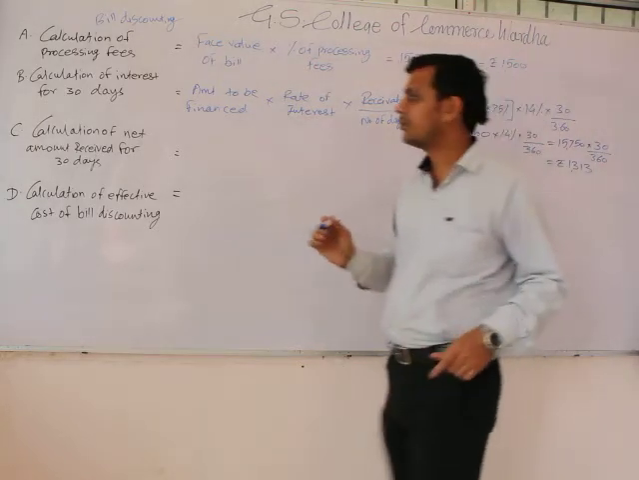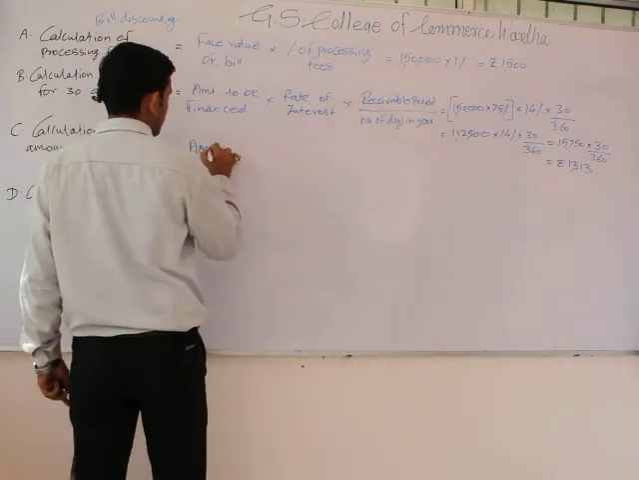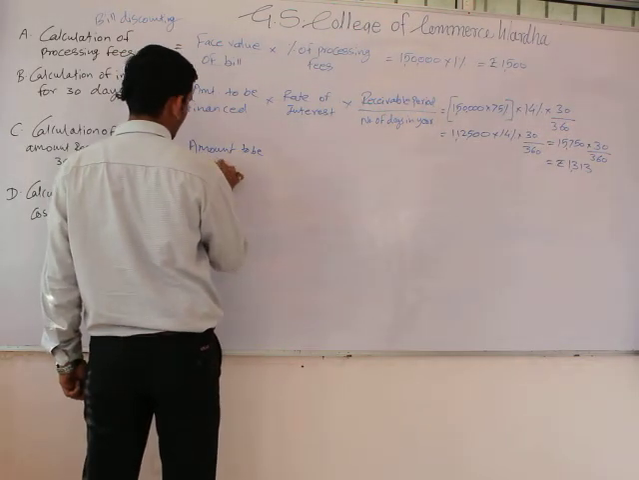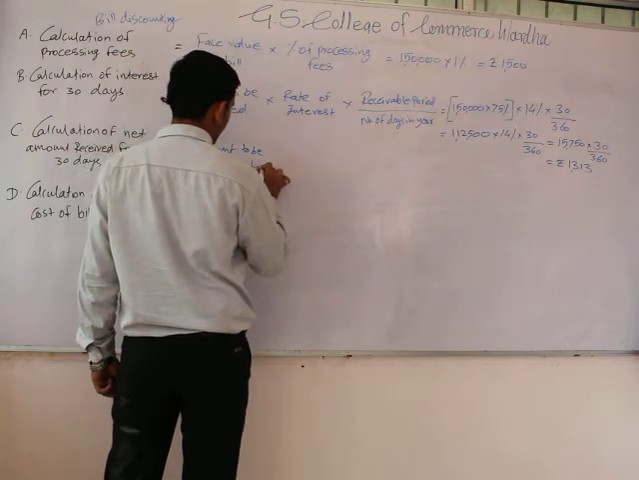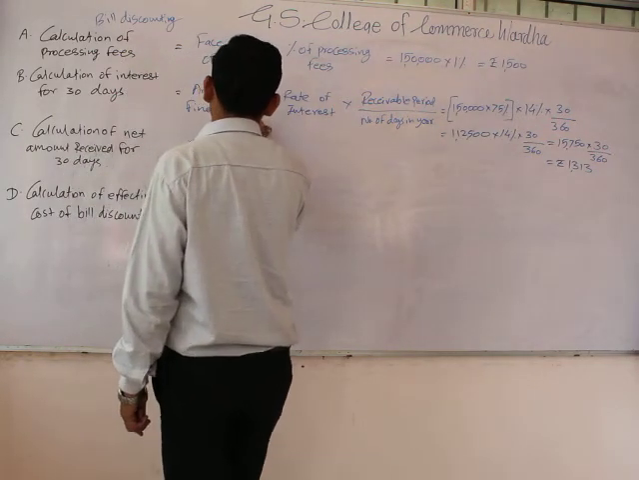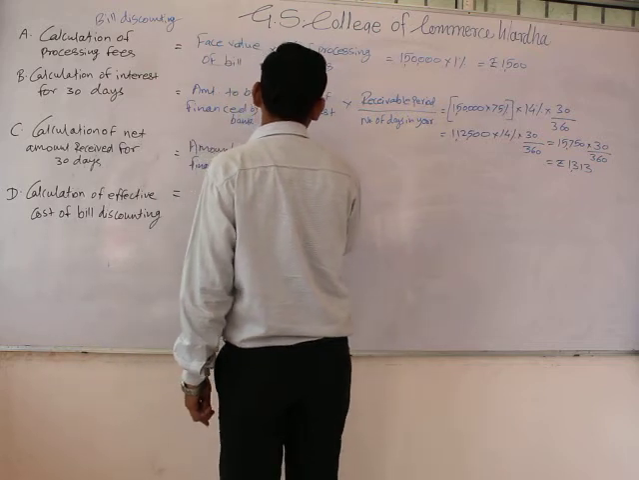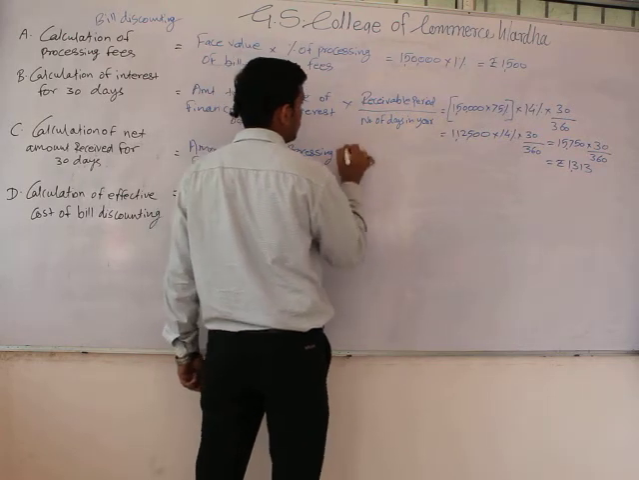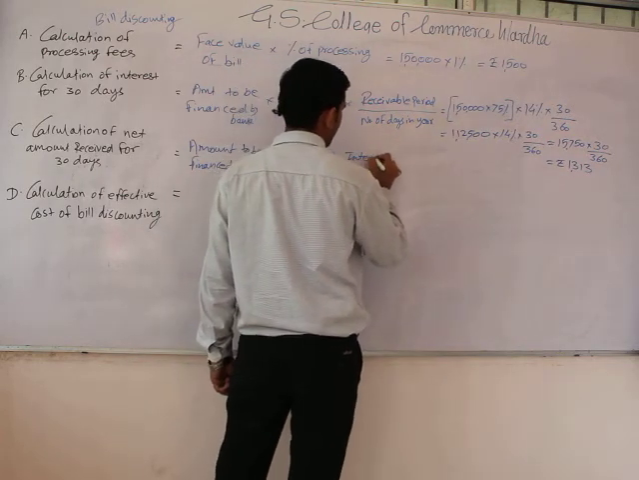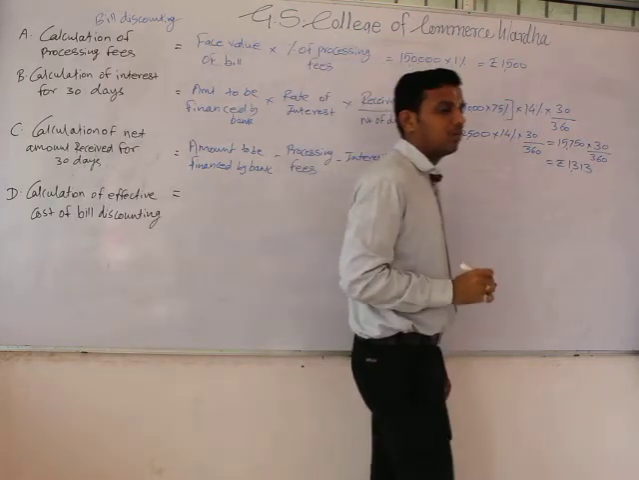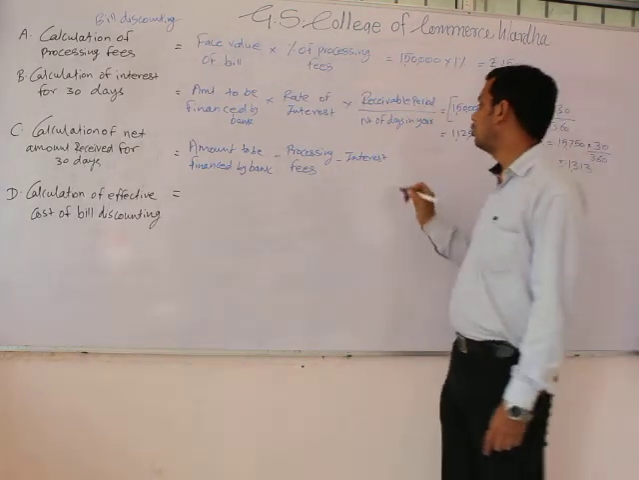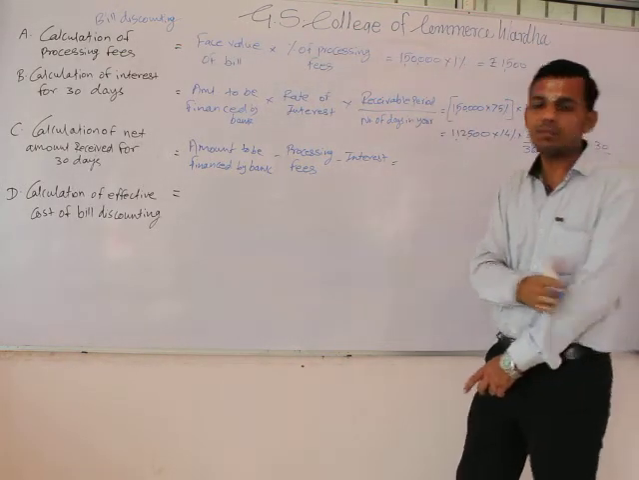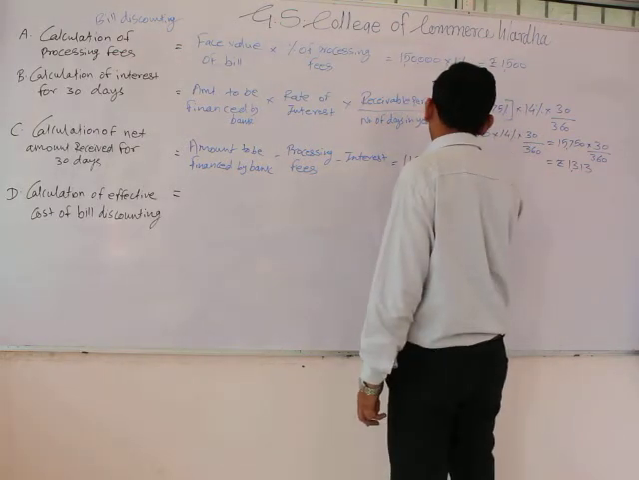So the formula is amount to be financed by bank minus processing fees minus interest. All the things we have calculated. So the amount to be financed by a bank was 1,50,000 into 75%. I can now directly punch the amount of rupees 1,12,500.